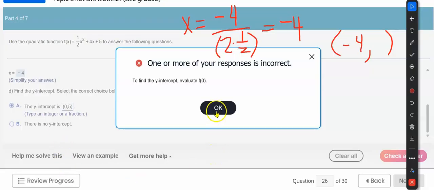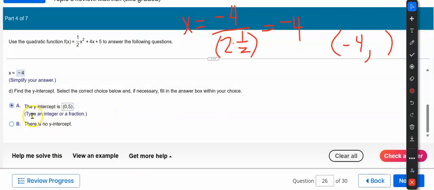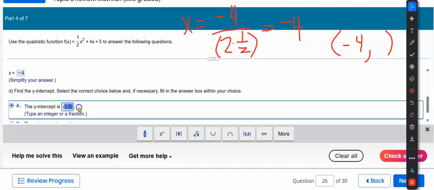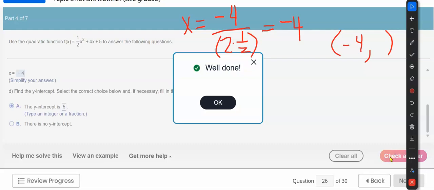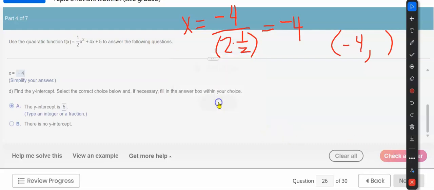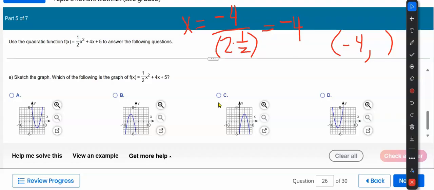Now, the reason it says I'm wrong, what does it say in the instructions? Type an integer or fraction. I went with the whole coordinate. I should have just typed 5 like you said. Okay. So I just typed it in wrong. Had the right answer, just wasn't paying attention to the way they asked for the answer to be given.